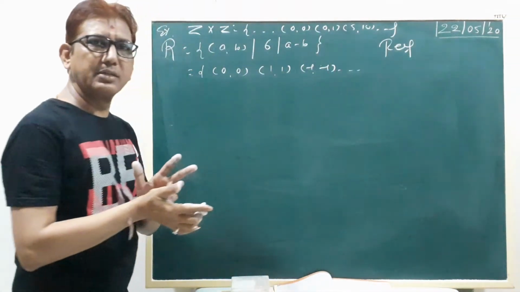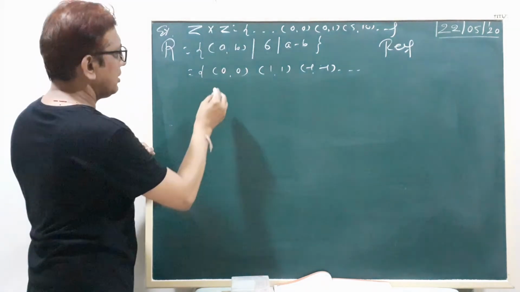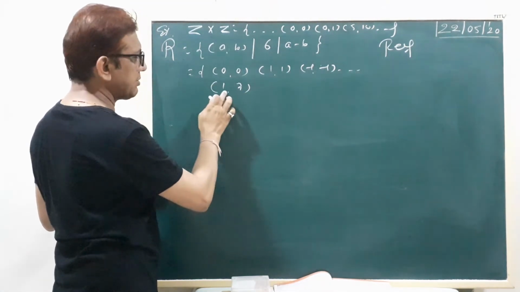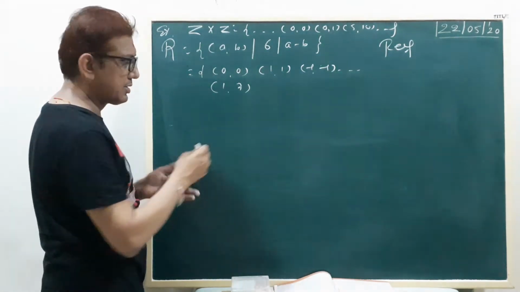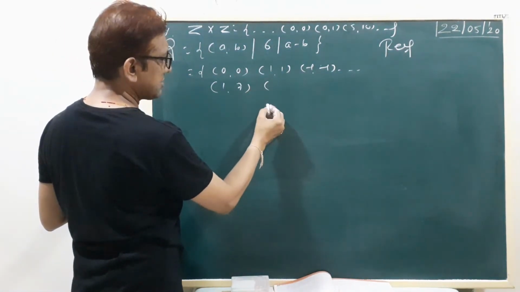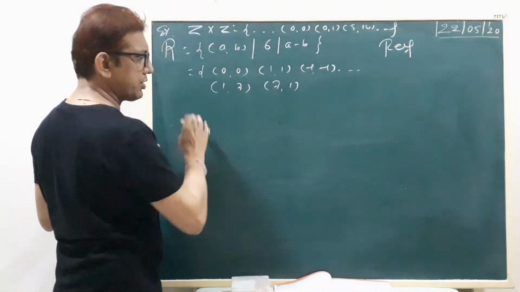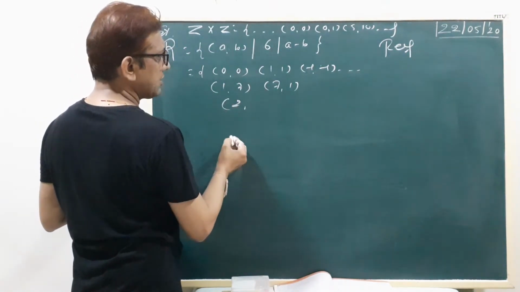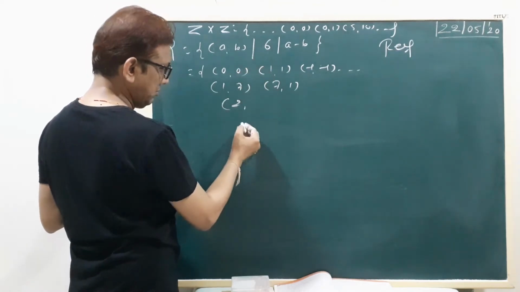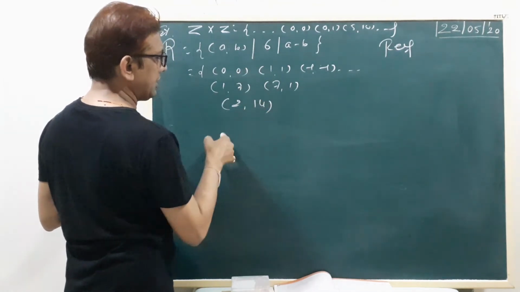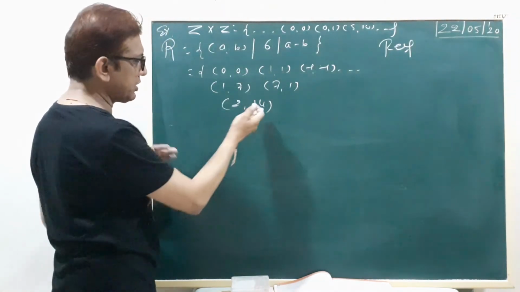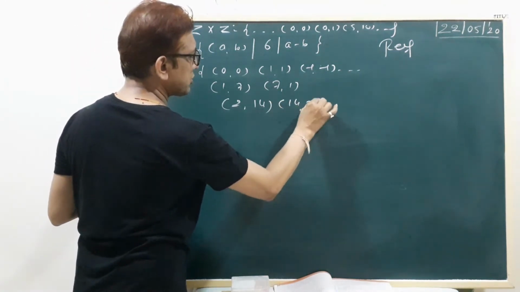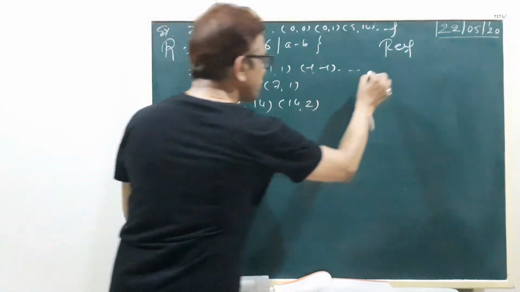reflexive property. Clear? Okay. Now another bracket is (1, 7): 7 minus 1 is 6. Right? Change the order: (1, 7) is possible, (7, 1) is also possible. Suppose we take 14: (2, 14) is possible. Yeah. 14 minus 2 is 12, and 12 is divisible by 6. So (14, 2) is also possible. So symmetric is also satisfied.